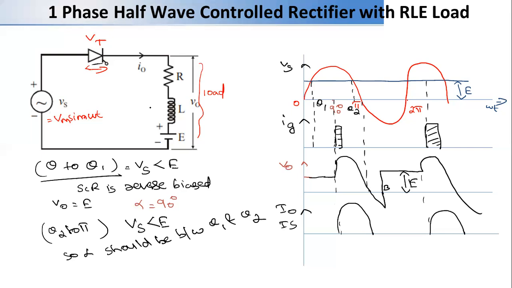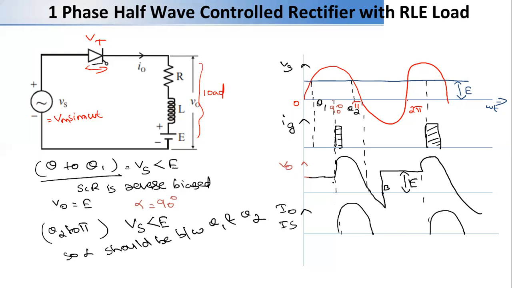After the SCR is forward biased, that is when it conducts once we give the firing angle. So we know we get the output only after we give the firing angle. Here we give 90 degrees, and accordingly we got the firing angle. It should be between theta 1 and theta 2. The condition is that the source voltage should be greater than the output voltage E. That's only when the SCR gets forward biased, or else the SCR will be reverse biased.